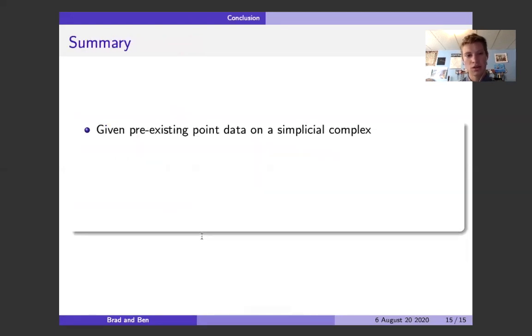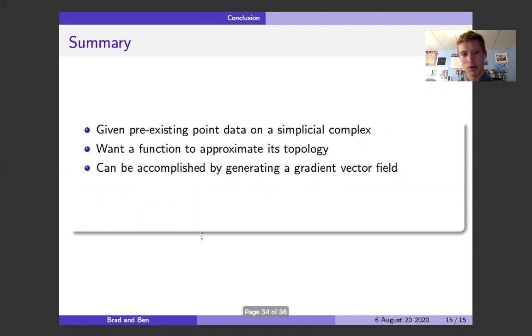So in conclusion, if we're given this pre-existing point data on a simplicial complex, and we want some function also on that that's consistent with that data and reflective of its topology, we're not going to be able to get something exact necessarily. Computing a perfect gradient vector field is an NP-hard problem, but there are ways to come close. And remember, we can do this using a gradient vector field.